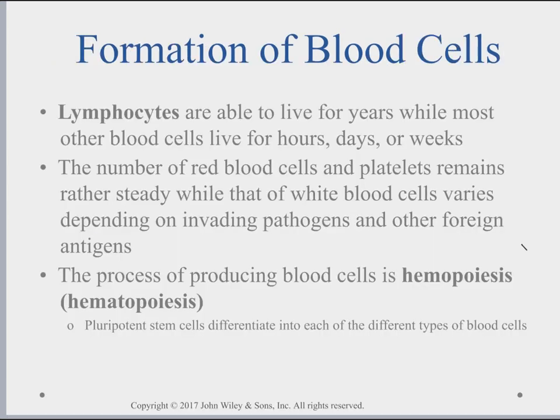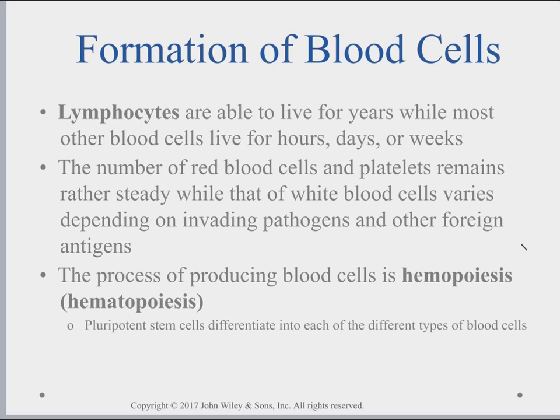The next question we have to answer is, where and how do we make these blood cells? So lymphocytes are able to live for years, while most other blood cells live for hours, days, or even weeks. It varies. The number of red blood cells and platelets remains rather steady, while that of white blood cells varies depending on invading pathogens and other foreign antigens.